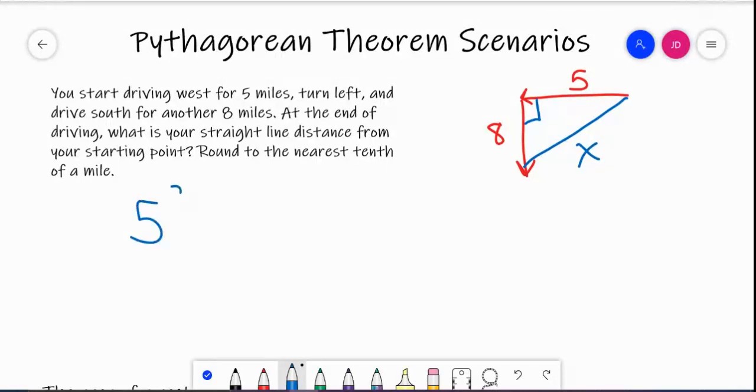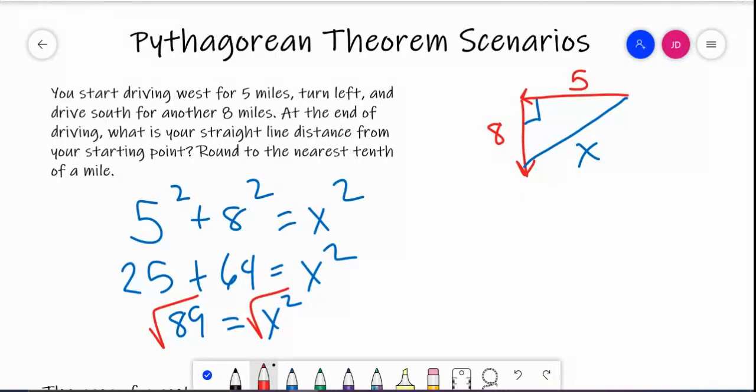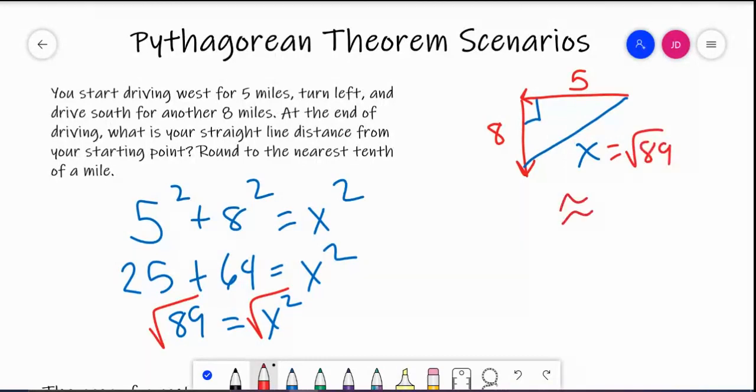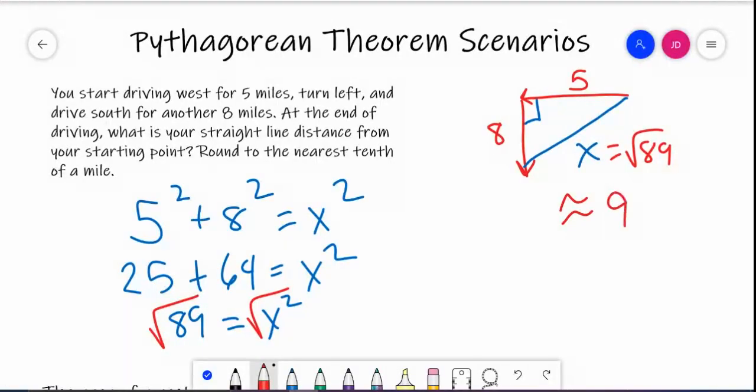All right, so we do 5 squared plus 8 squared equals x squared, when we plug them into our Pythagorean theorem. 25 plus 64 equals x squared. 25 plus 64 is 89. And then we find the square root of both sides. And we use our calculator. So we know this is the square root of 89, which is about, let's see, square root of 89 is 9.4. All right, and that would be my answer.